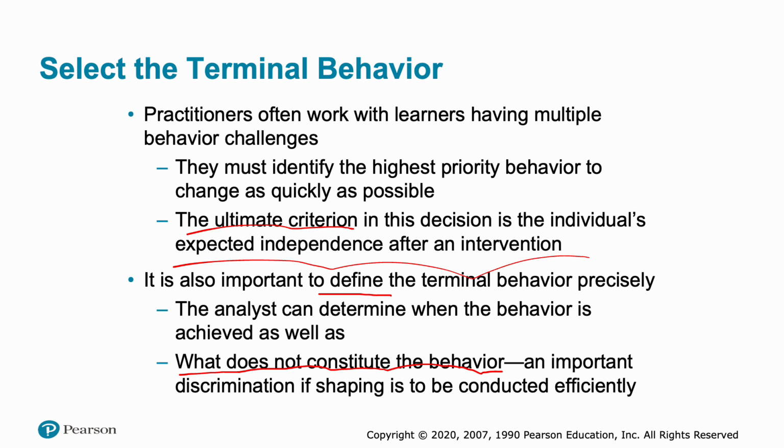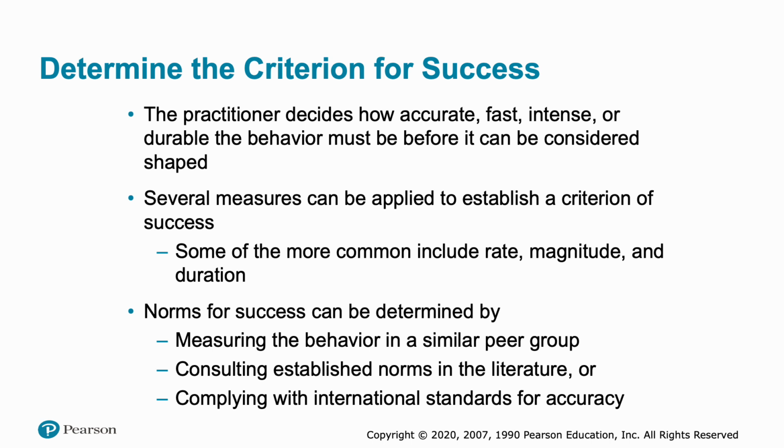So you have to very clearly define everything, and think bigger picture. Where do I want this behavior to go? What specific behavior would I want this client to engage in? And that's how you're going to select the terminal behavior. After you very clearly define your behavior, you want to determine what the criterion is for success. How often do you want that behavior to be occurring? With what intensity, with what magnitude, etc.? And how often also. Once you've set that specific criteria, then we know that the behavior has been mastered.